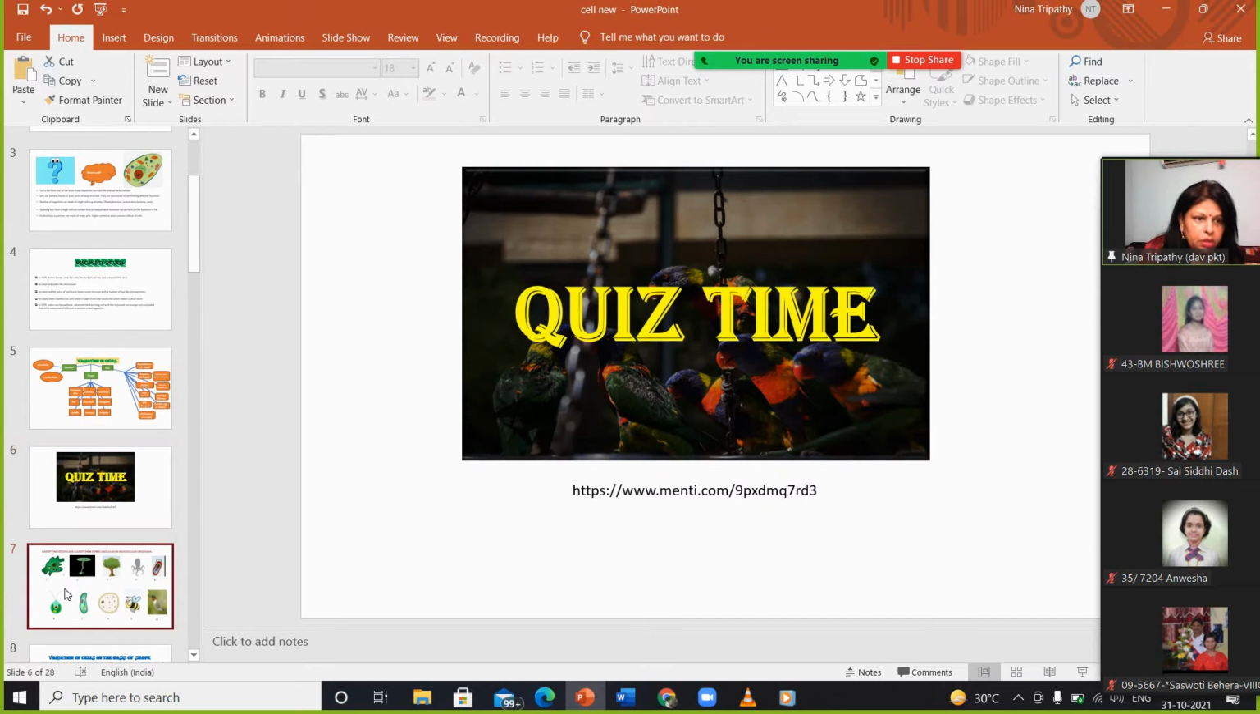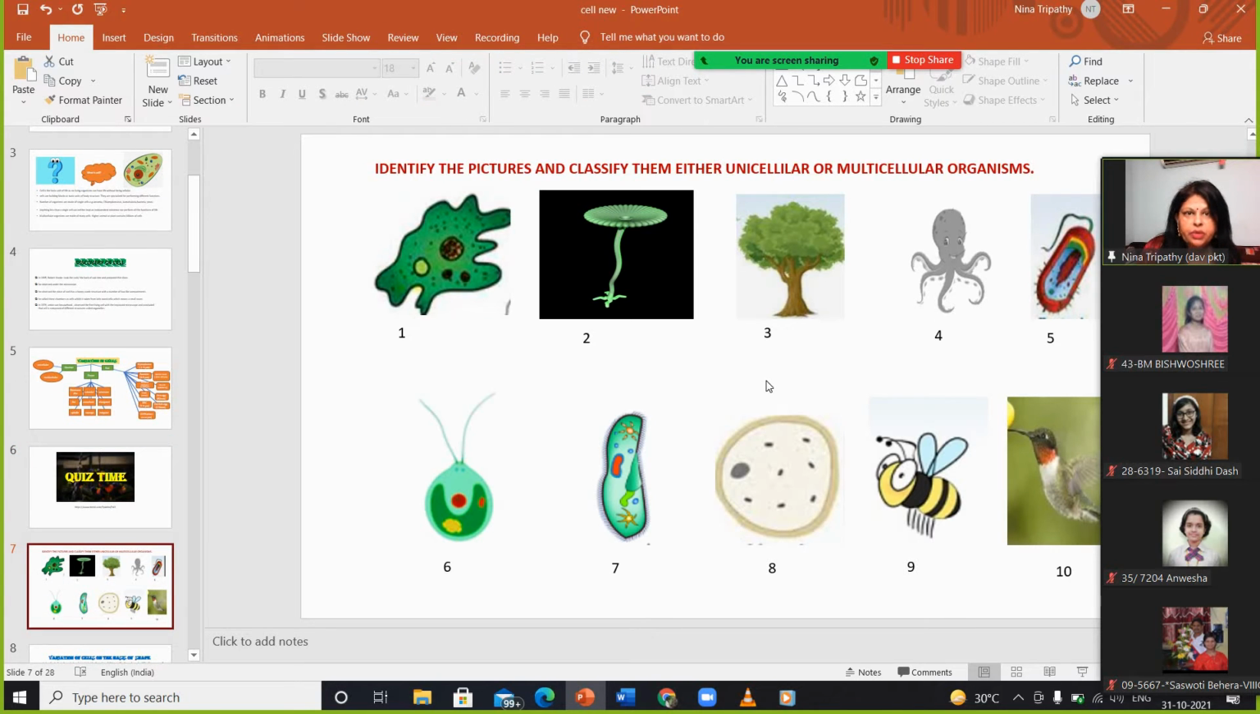Okay. Here is another one. In this picture, you can identify the organisms and classify them as either unicellular or multicellular. The first one is amoeba, second is Acetabularia, third is the tree, fourth is the octopus, fifth is the bacteria, sixth is the Chlamydomonas, seventh is the Paramecium, eighth is the yeast, ninth is the insect, and 10th is the hummingbird. So you will send the answer in the chat box.